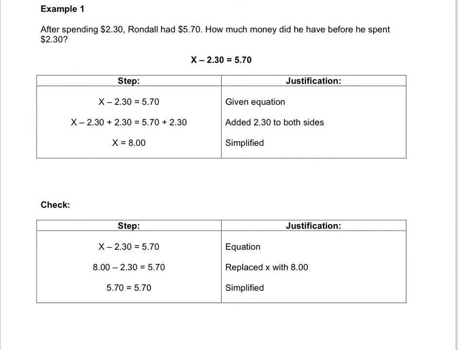To check our answer, we substitute $8 for x in the equation. $8 minus 2.30 equals 5.70. Since both sides of the equation equal 5.70, the solution is correct.